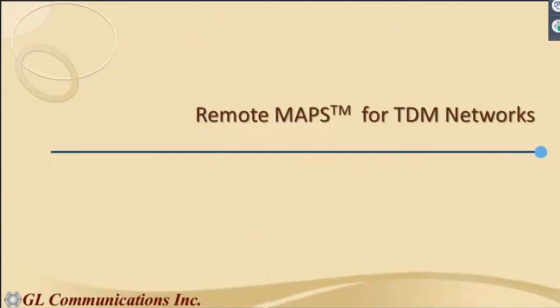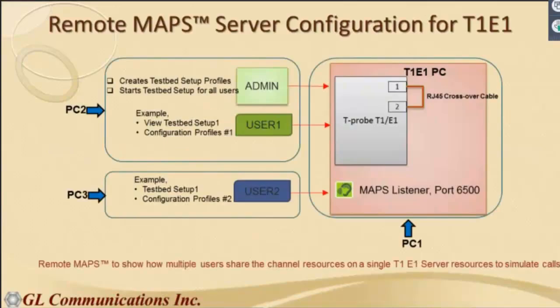So till now we have talked about the IP domain. Similarly, the remote MAPS can also work for the TDM. It's quite similar to the IP, whereas we will be starting the listener where our T1E1 hardware is connected. So PC1 is where we have the T1E1 hardware, and we are going to start the MAPS listener in that particular system. In a similar way, the MAPS listener is going to give all the information towards the remote client.